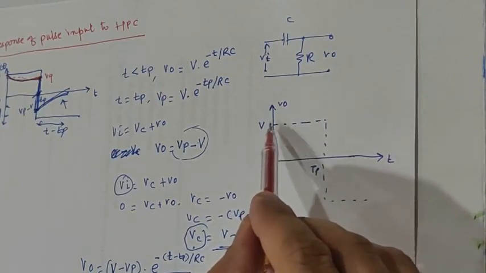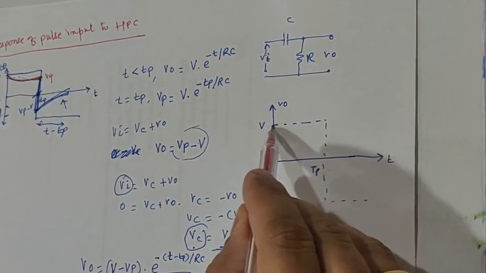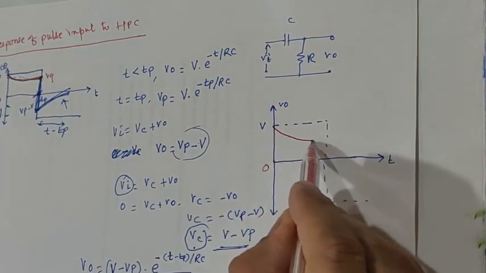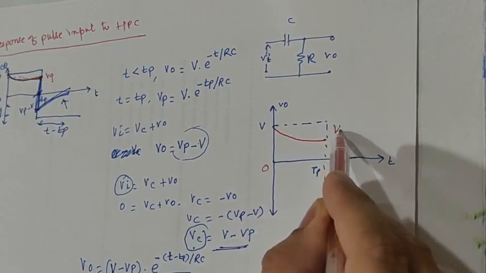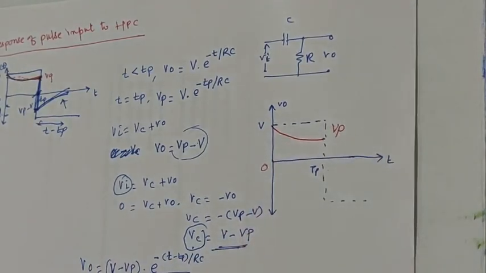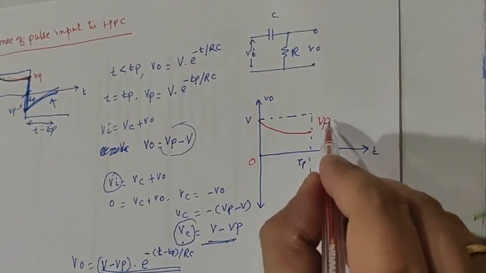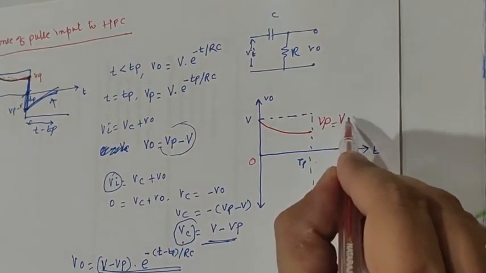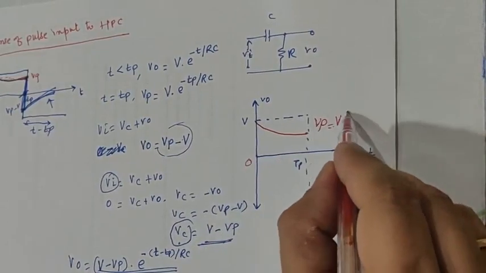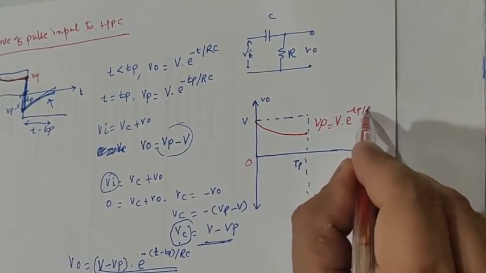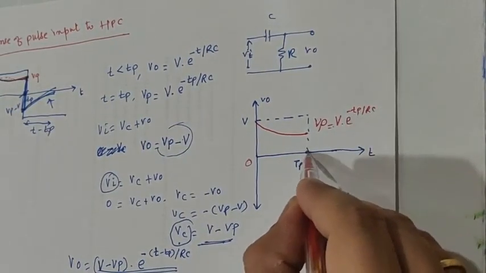So now the exponential decay will occur and your output will reach somewhere here, and that point I call it as Vp. What is the value of Vp? The value of Vp is the initial voltage V into e to the power minus Tp by Rc. Why? Because t is Tp here.